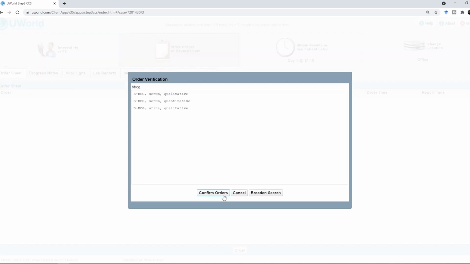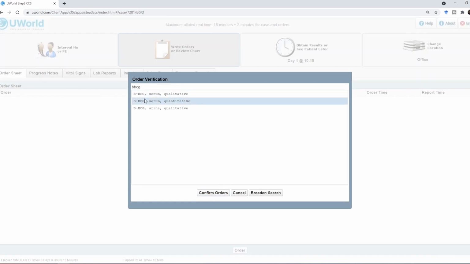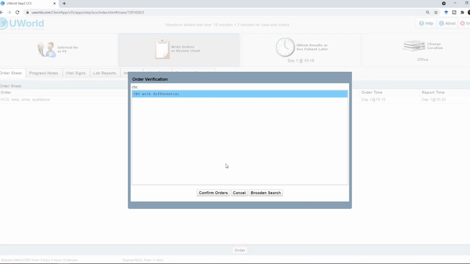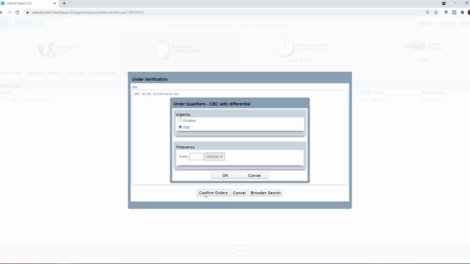So click on confirm orders and you can choose beta HCG qualitative, quantitative, and urine qualitative. We can go ahead and order the beta HCG urine qualitative. Click on confirm orders. You can order this as stat, which means now I want the results now. CBC differential, you can also order this as stat. BMP, stat.